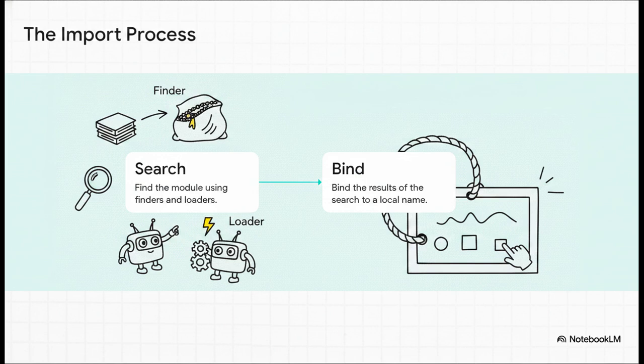Then comes step 2, the binding phase. This is where the results of that loaded code are attached to a name in your current local scope, so you can actually type it out and use it in your program.